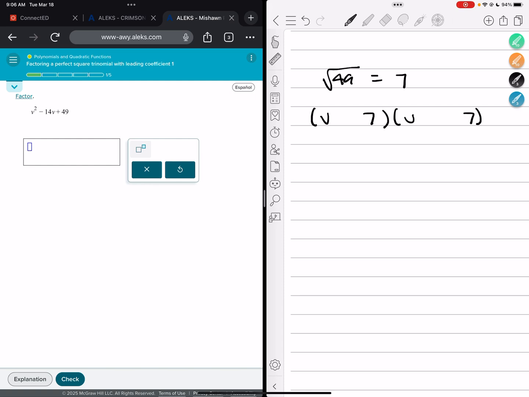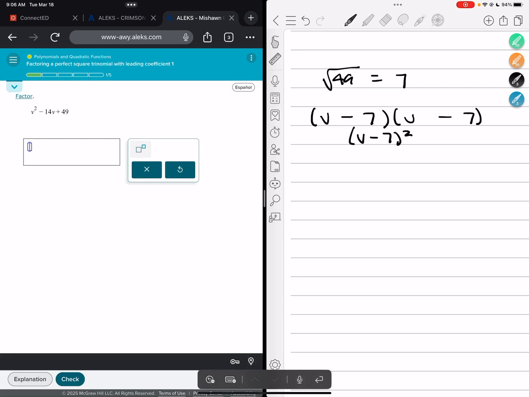But if I want them to add together to be negative 14, this means that they both have to be negative. Which is fine because negative 7 times negative 7 is 49. So that works. And then negative 7 plus negative 7 is negative 14. So that means I can write this as v minus 7 squared as my factored out form.